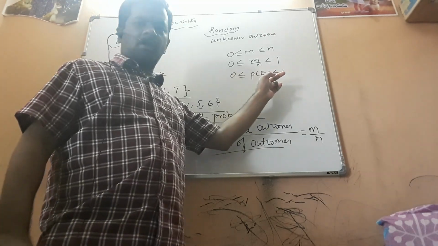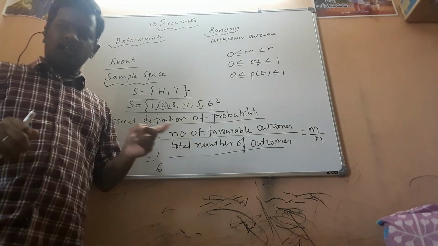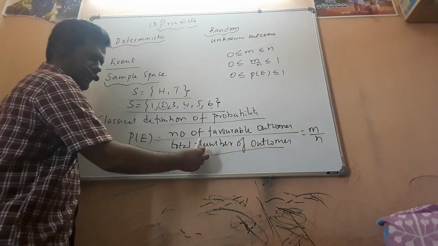0 less than or equal to P of E, less than or equal to 1. Now, as you told, number of favorable outcomes are M, total number is N.